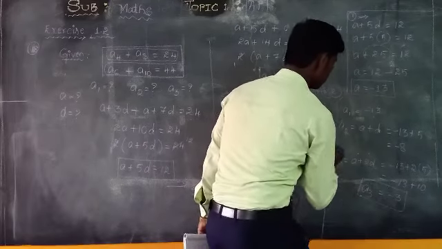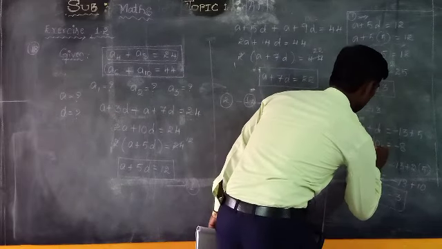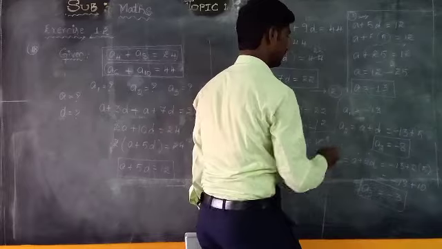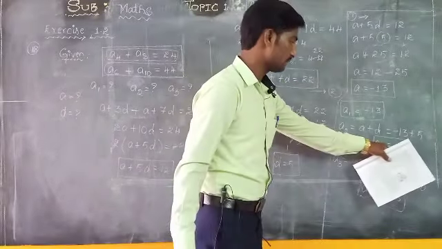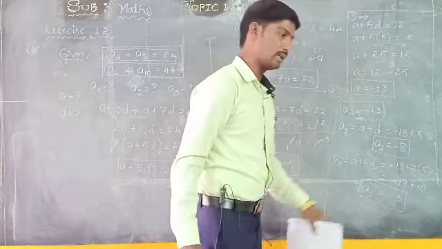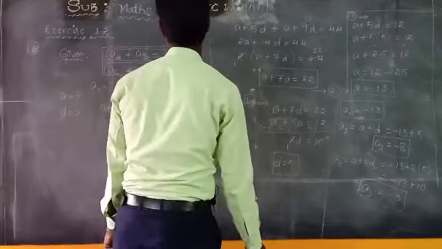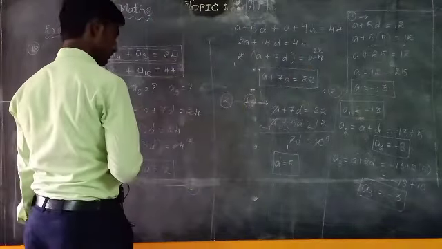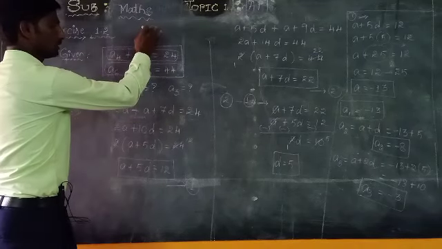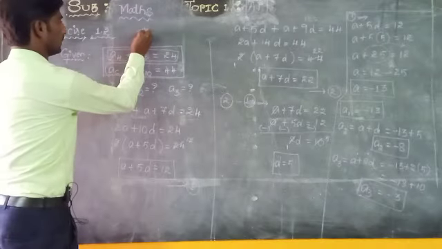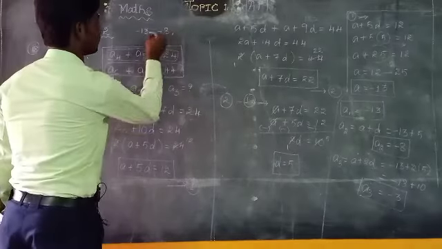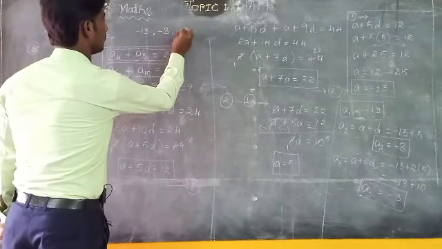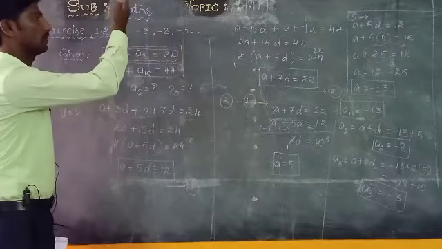So the required 3 terms are: first term is minus 13, second term is minus 8, third term is minus 3. Or we can write the conclusion: minus 13, minus 8, minus 3 and so on. That sequence follows that rule.